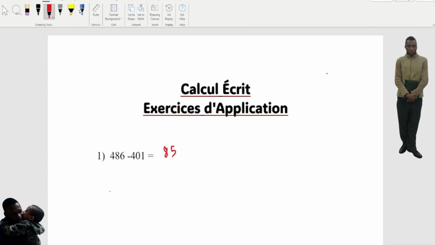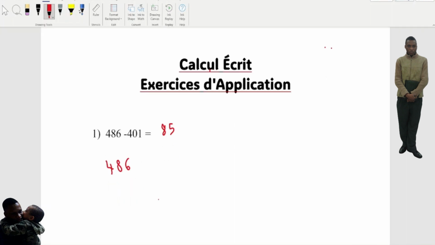So if we go here, we do the other way. 486, okay, and then we write 401. This one is 0. Okay, and then minus. So 6 minus 1 equal what? 5. So 8 minus 0 equal what? 8.